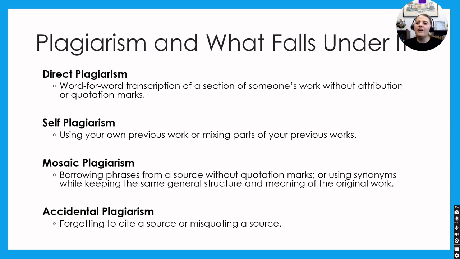citations. And then our final type of plagiarism is truly the accidental plagiarism. It's either forgetting to cite a source or misquoting a source, not giving the correct citation. These ones, please watch out for and make sure you're taking really good notes as you go through your research and writing process so you aren't falling into this style of plagiarism.